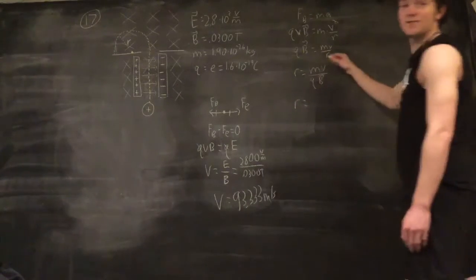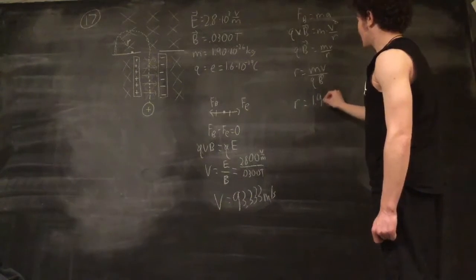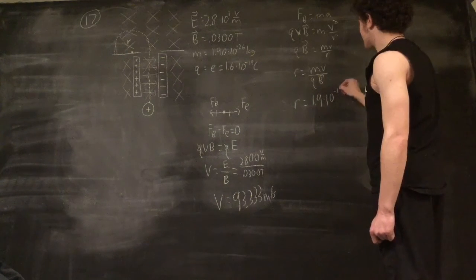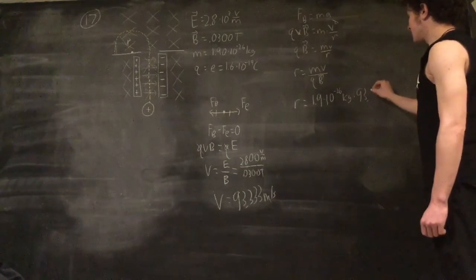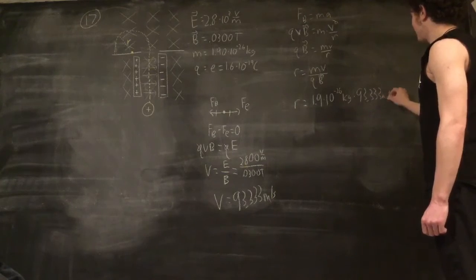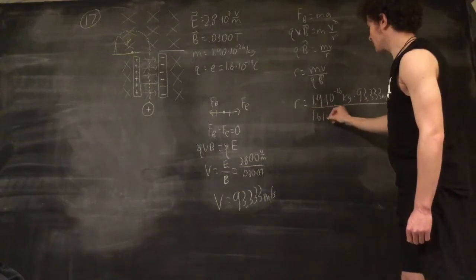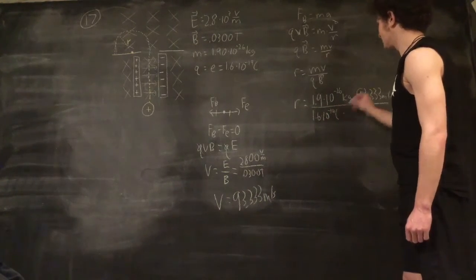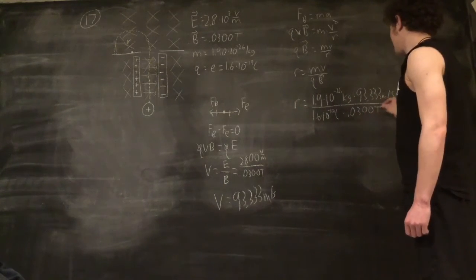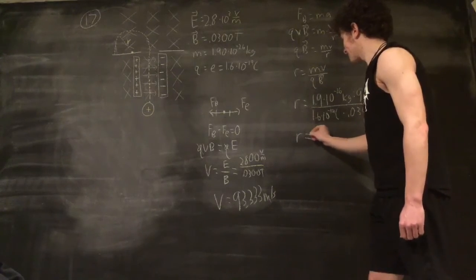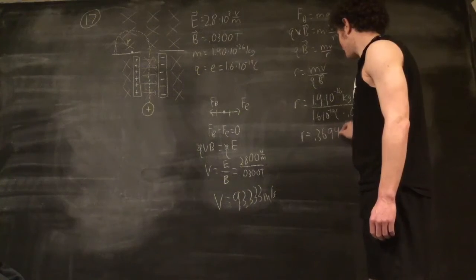From before, R is equal to mv over qB. We know that R is equal to the mass, 1.9 × 10^-26 kilograms, times the velocity we just got, 93,333, over the charge, 1.6 × 10^-19 coulombs, and the magnetic field, 0.0300 T. This results in a radius of 0.3694 meters.